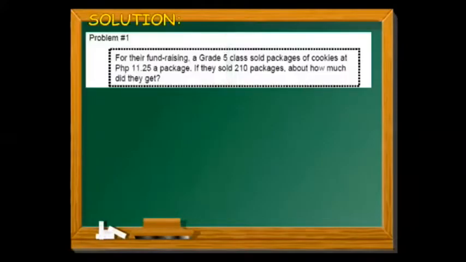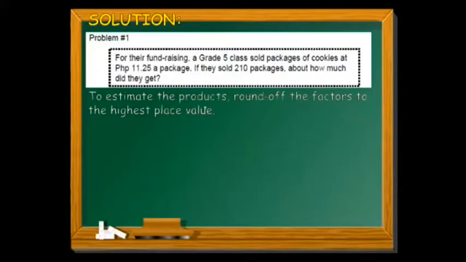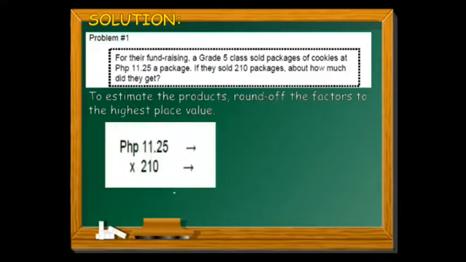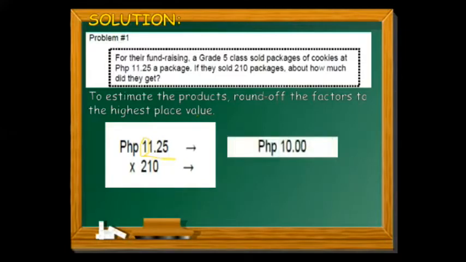Okay, so that's the problem. So the first thing we need to do is to estimate the products. We need to round off the factors to the highest place value. The first number we have is 11.25. So the highest place value is 1. Ayan. So if we were going to round off this number, yung katabi niya is 1, so definitely stay as 1 siya, and the rest of the numbers will become 0. Tingnan natin. Okay, so magiging siyang 10 pesos.